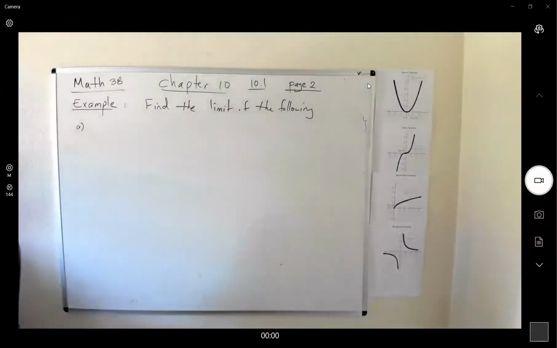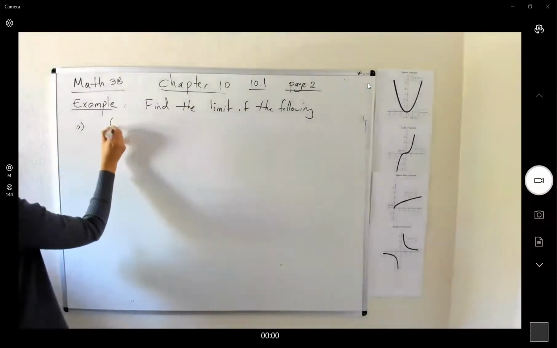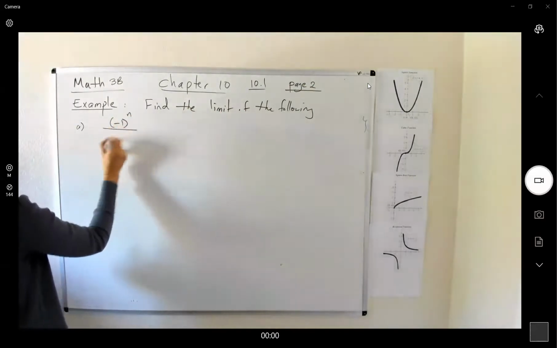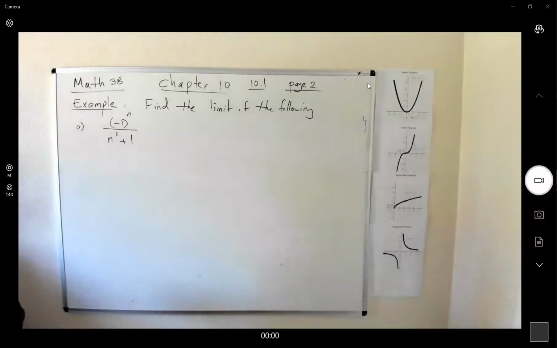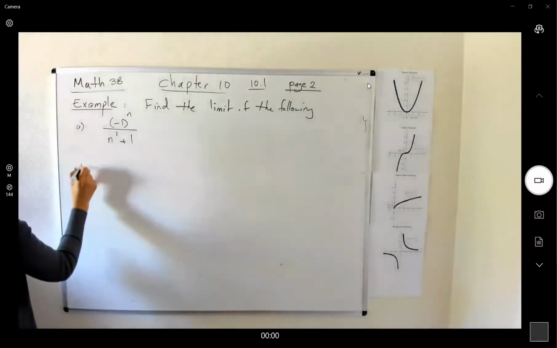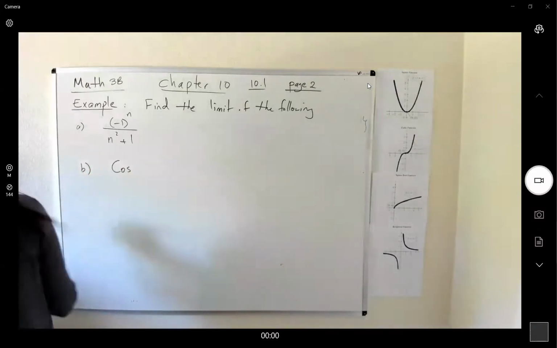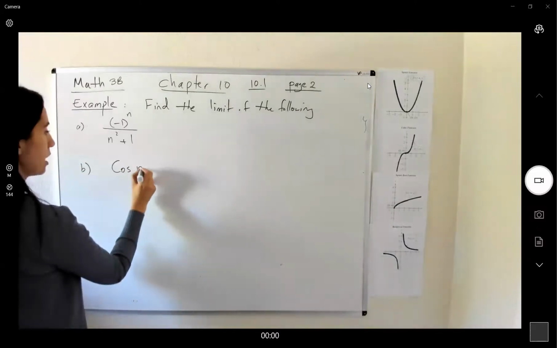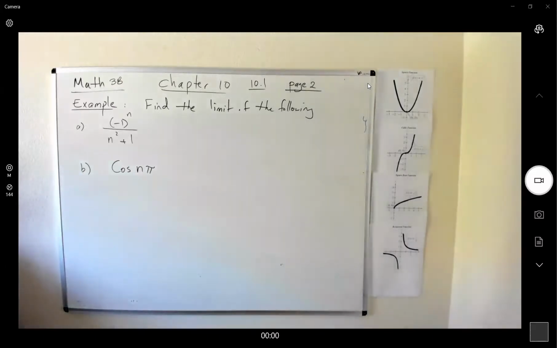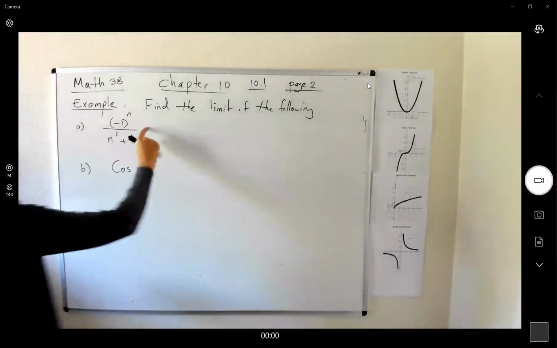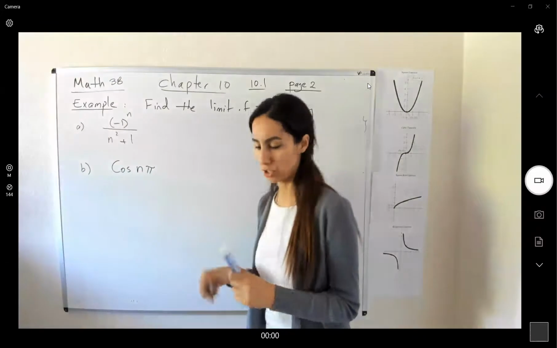So the first one is -1 to the n divided by n squared plus 1. The second one is cosine of n times pi. Our goal is to analyze these two functions.